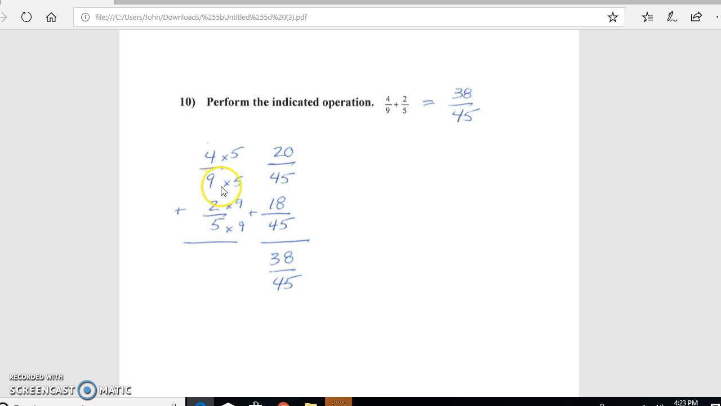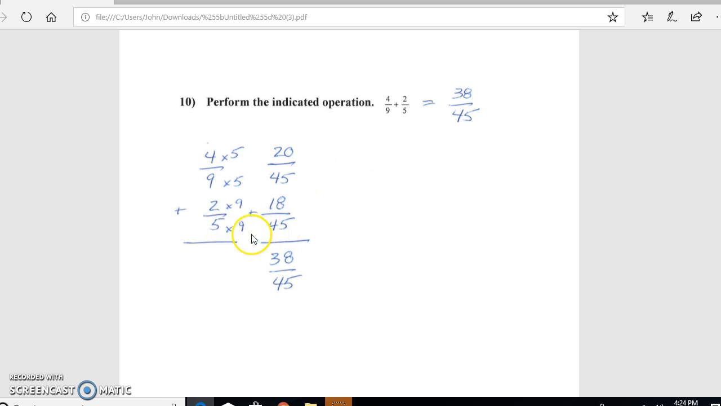So on this top fraction, I ask what number do I need to multiply the 9 by to get 45, and the answer is 5. So I multiply the top number by 5 as well. 4 times 5 gives me 20. So 4/9 is equivalent to 20 over 45.